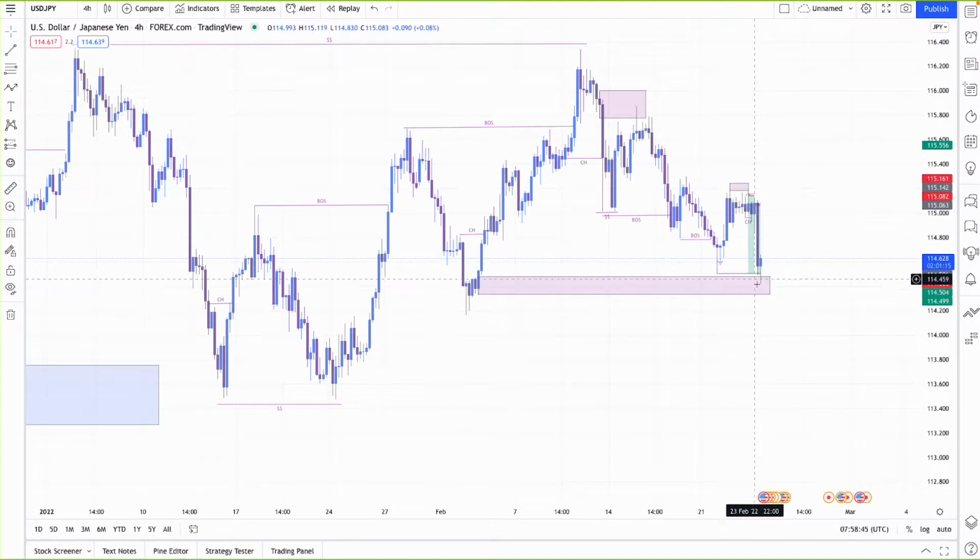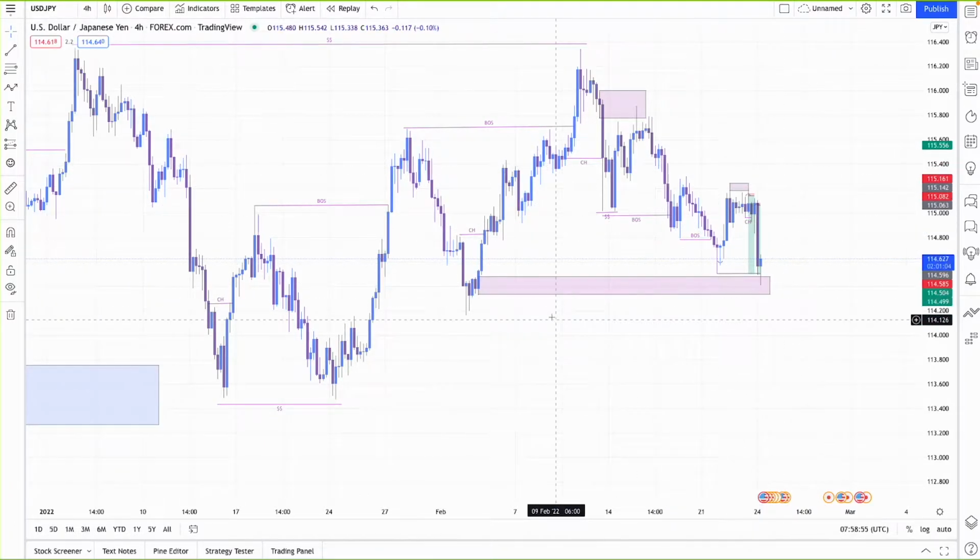As you can see right now, we're reacting to this 4-hour demand level, which I kind of expected to happen. I need to see a complete shift in order flow before I can determine essentially what's going to play out. But just want to break that down for you.